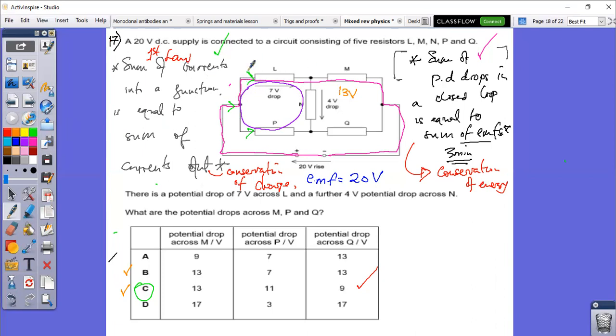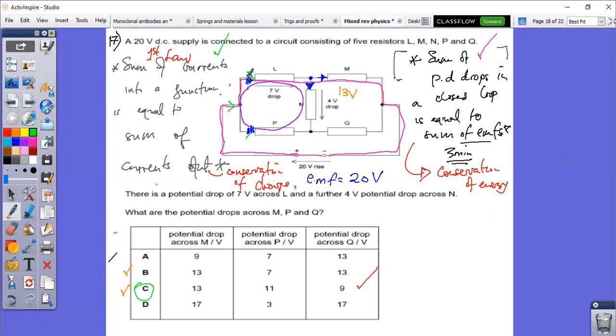Let me use a different color here. When it gets to this junction, some goes this way and some goes that way. And it doesn't matter. We don't know where the current goes, maybe some goes this way, or it could be that it splits from here and goes up there. We don't know, and it doesn't matter that we don't know. But the key thing is we have to assume a direction in which the current is going to go.